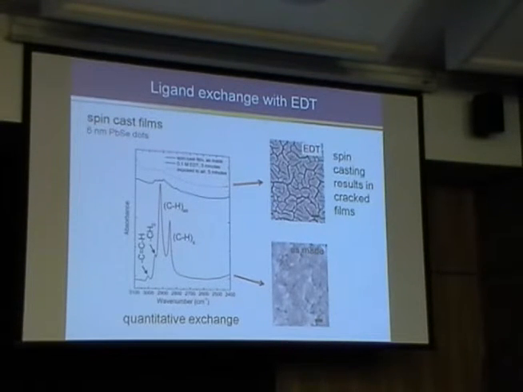FTIR shows that you basically quantitatively exchanged the material, so almost all of the oleate is gone. Right? And this is, in general, what one is trying to achieve: a nice clean exchange from one molecule to another. Because this spin coating method gives you cracked films, you have to find ways to get around that problem if you're going to make devices, either in-plane or through-plane devices.